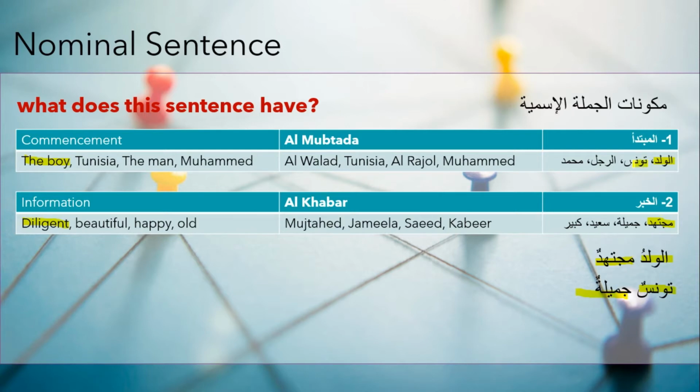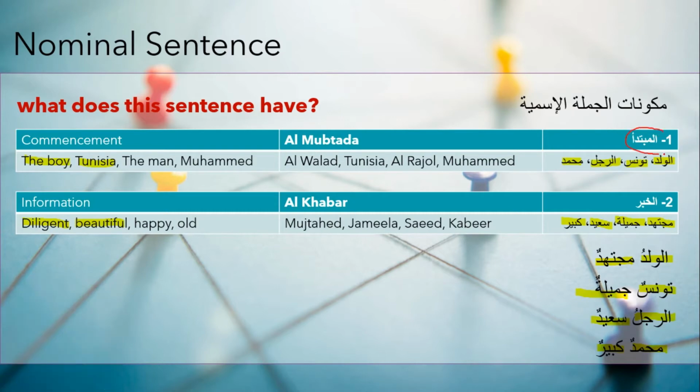We will take another example. From mubtada, I'll take Tunis, which is the country, Tunis. Jamilatun, which is beautiful. So Tunisia is beautiful. In the English language, we add is, but in the Arabic language, we don't have such helping verbs. So الرجل سعيد. الرجل, the man. الرجل سعيد. محمد كبير.